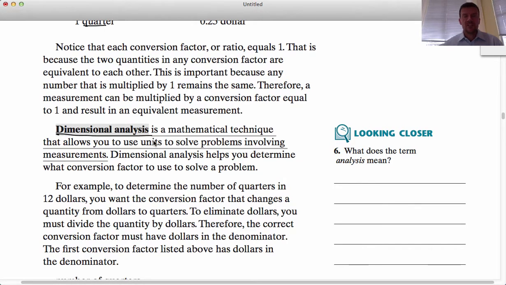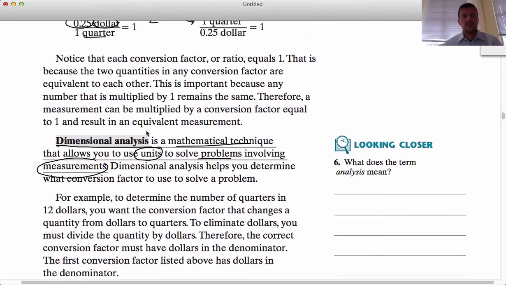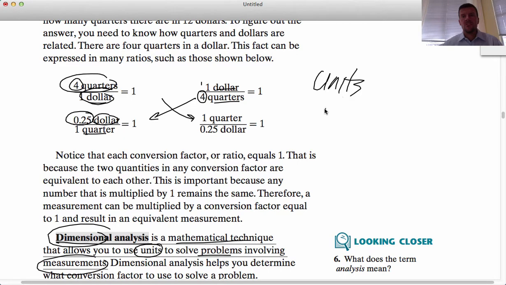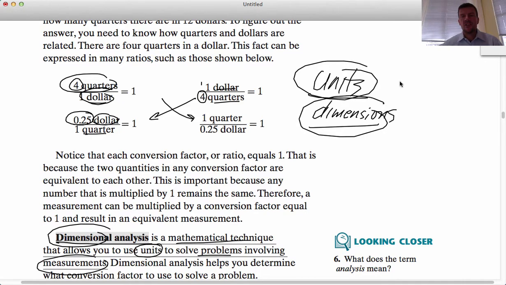If we ever come across something called dimensional analysis, it just means that we are using a mathematical technique that allows you to use units to solve problems involving measurements. Okay? When we talk about dimensions, units, those two words are interchangeable. We talk about meters, centimeters, gallons, those are all units, also called dimensions. Okay?